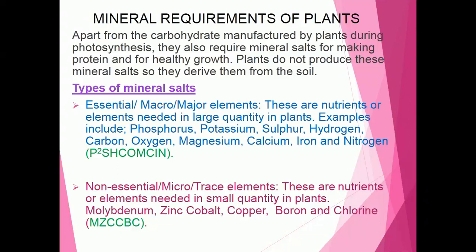So the second type of mineral salt is called non-essential or micronutrient or trace elements. These are nutrients or elements needed in small quantity in plants. They include molybdenum, zinc, cobalt, copper, boron, and chlorine. Molybdenum can cook boron chloride. So it depends on how you want to put it. I think that should help us to remember them fast.